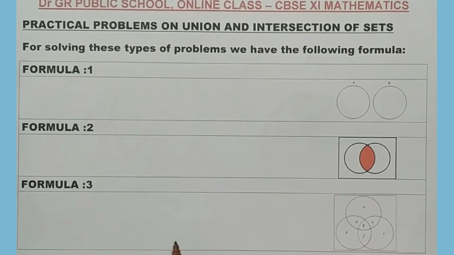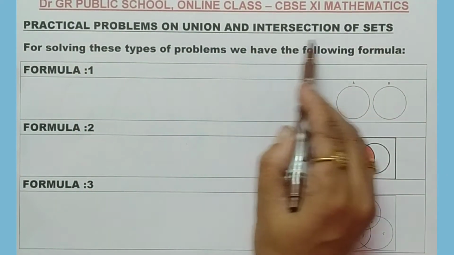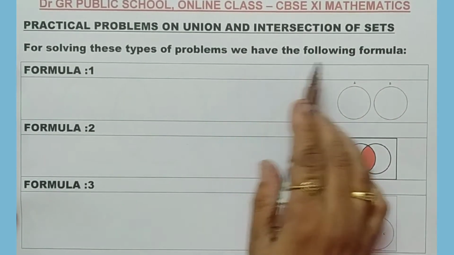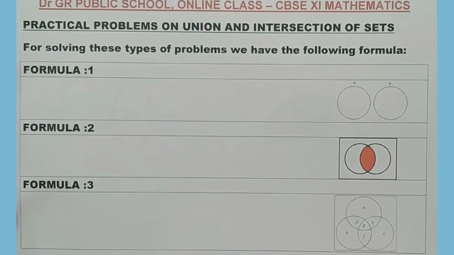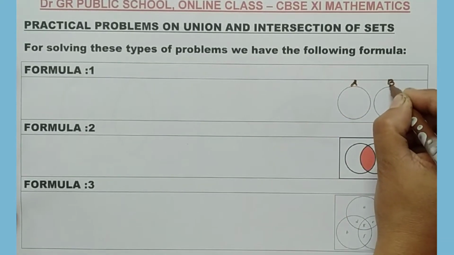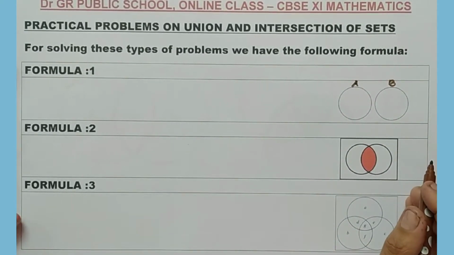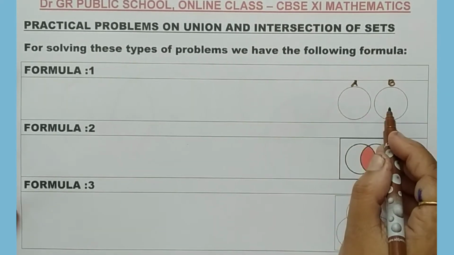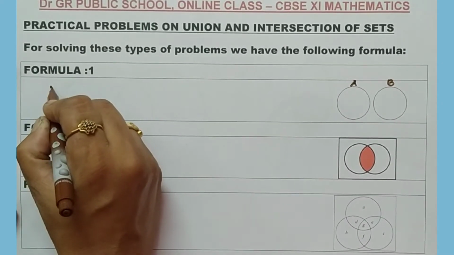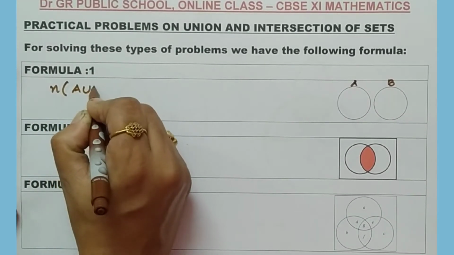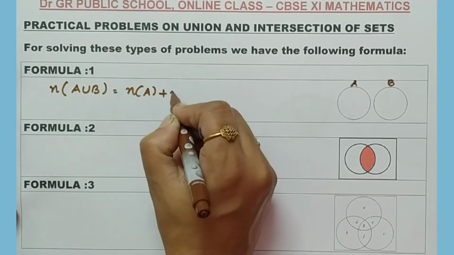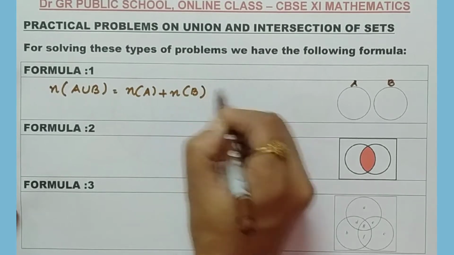Now we can study the practical problems on union and intersection of sets. For solving these types of problems, we have the following formulas. First one is when the given sets A and B are disjoint. Disjoint means nothing in common between them, or A intersection B is the null set, as studied. The formula to find the number of elements in A union B equals number of elements in A plus number of elements in B, only when the two sets are disjoint.